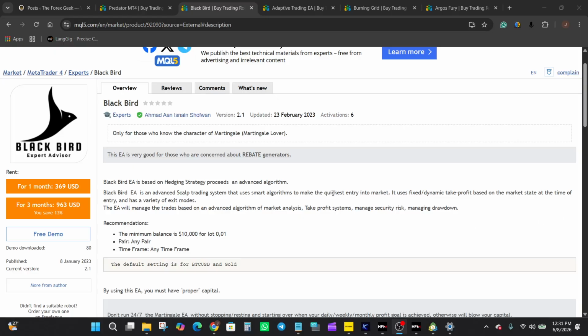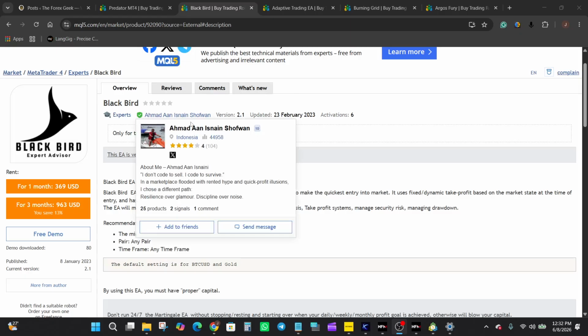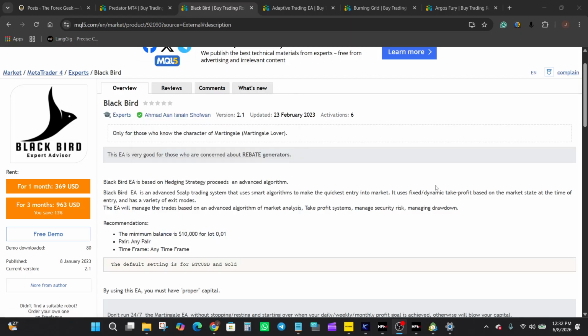Right here, we are looking at the Blackbird EA listing. I can see the rental options first, including 1 month going for 369 US dollars and 3 months access going for 963 US dollars, which suggests this is structured more like a premium rental based system rather than a one-time purchase. The developer behind this EA is Ahmad An Isnain Shofran, and the version currently listed is 2.1, updated in February 2023.